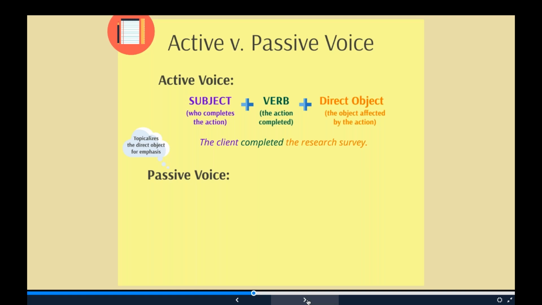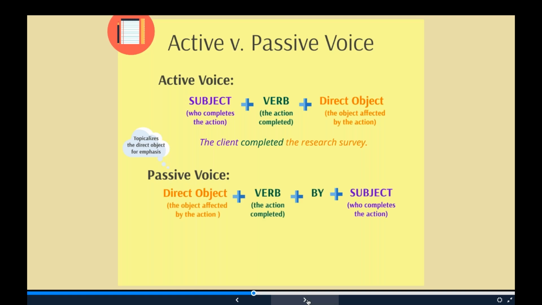The reason understanding this is important is because passive voice is not actually wrong. Passive voice can be very useful when we really need to emphasize who's affected by an action. So we pull them to the front. We say this object was affected by this action, the action completed, and then we say "by" and the subject who completed the action. So for example, the research survey was completed by the client. This is a full and correct passive voice sentence.